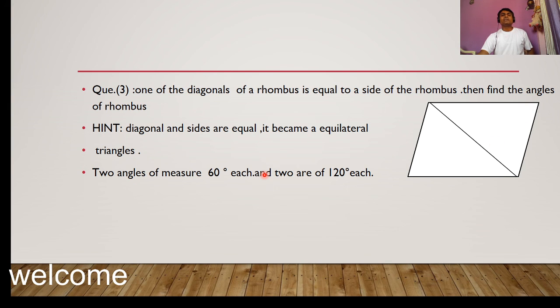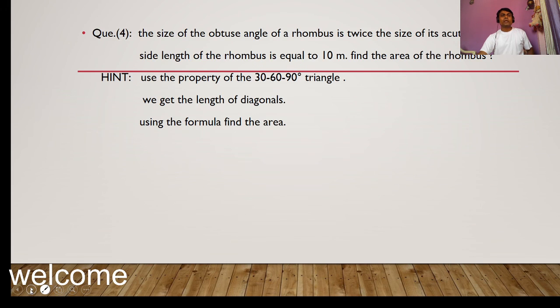If the diagonal and sides are equal, it becomes equilateral. This triangle is equilateral, therefore each angle is 60. Then two angles measure 60 each and two are 120. These two have 60 measure and these two have 120 measure. There is that. Then I move to the next question.